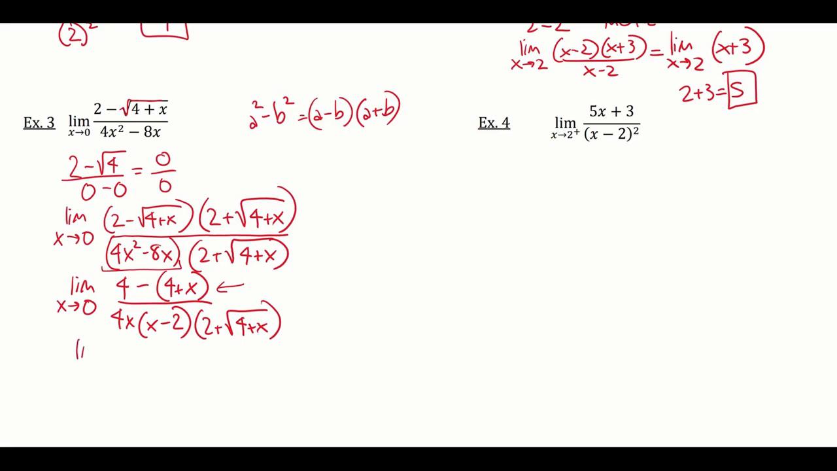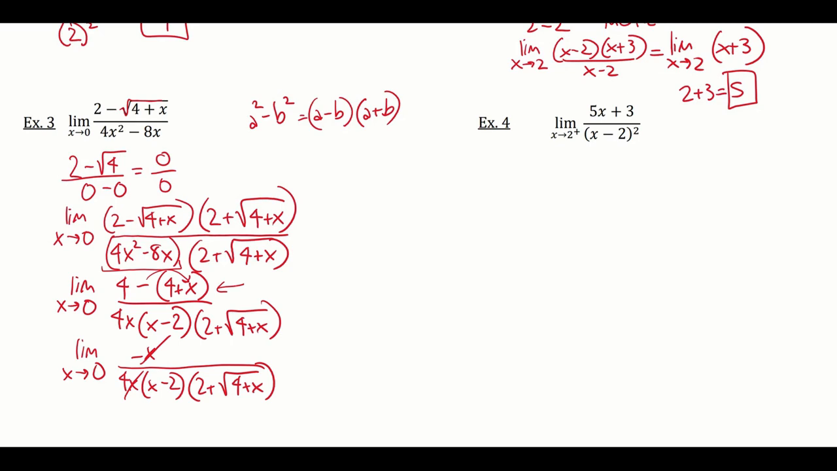Okay, and then we keep simplifying. I know it'll be ugly for a second. 4 minus 4 is 0, but then you still have that negative x there, so don't forget to apply that negative x over 4x times x minus 2 times 2 plus root 4 plus x. So I simplify my numerator. Hey, x divided by x cancels.